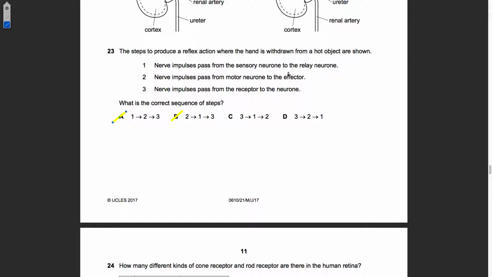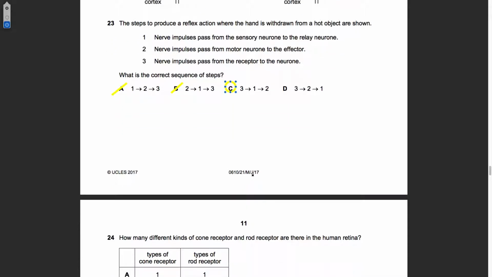Now, the effector always comes at the end. And the sensory neuron would come from the receptor, pass it to a relay neuron in the CNS, and then pass it to the motor neuron and then to the effector. So we need it to go 3, 1, then 2. That's it. C's our answer.